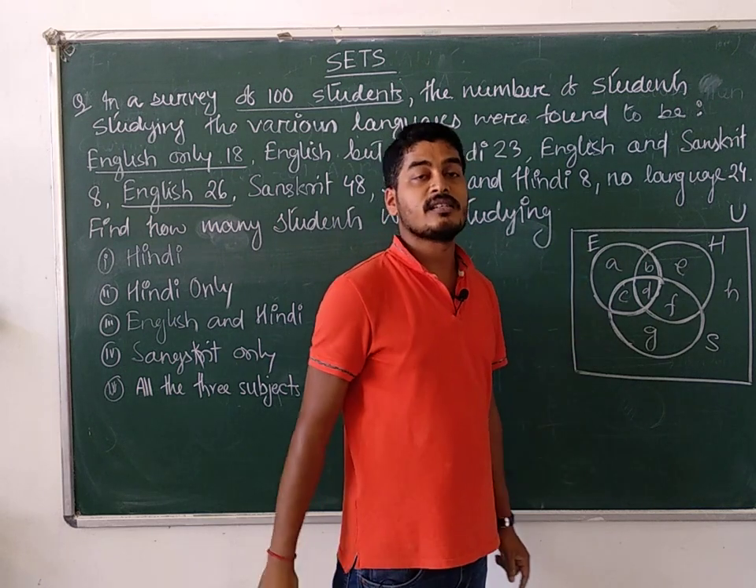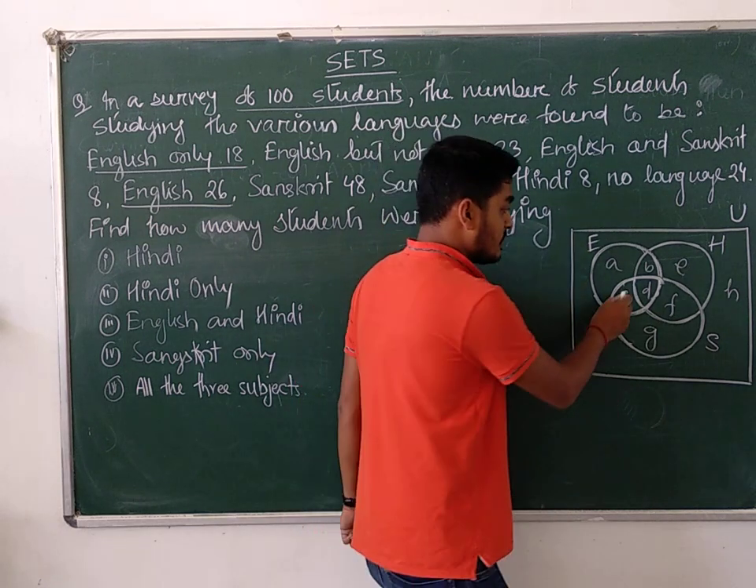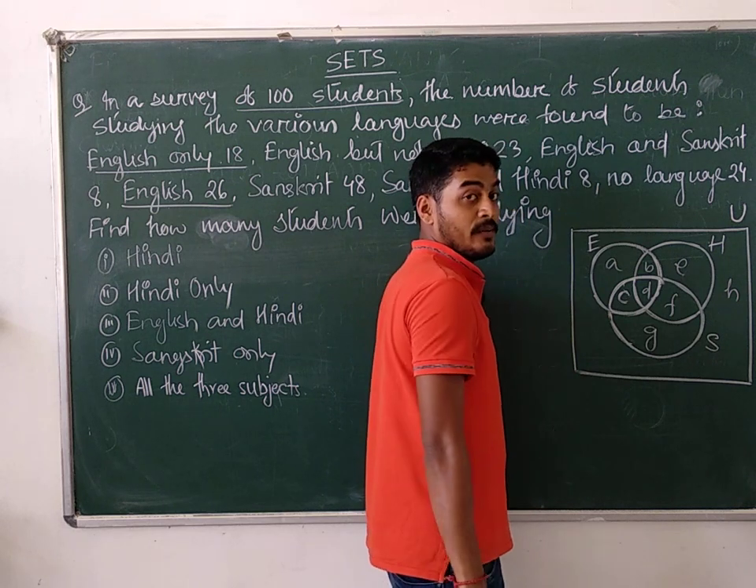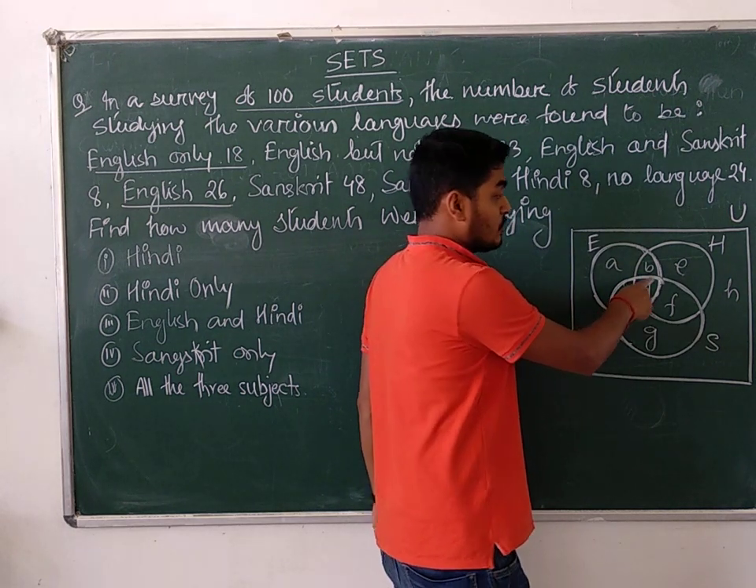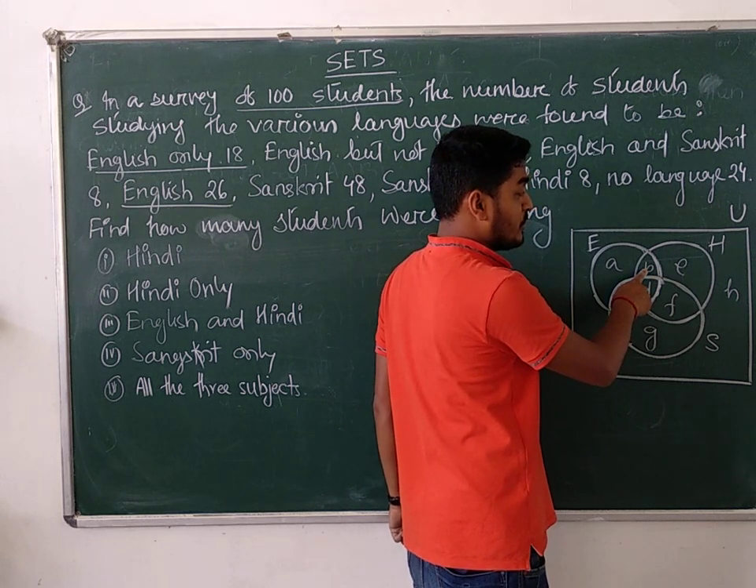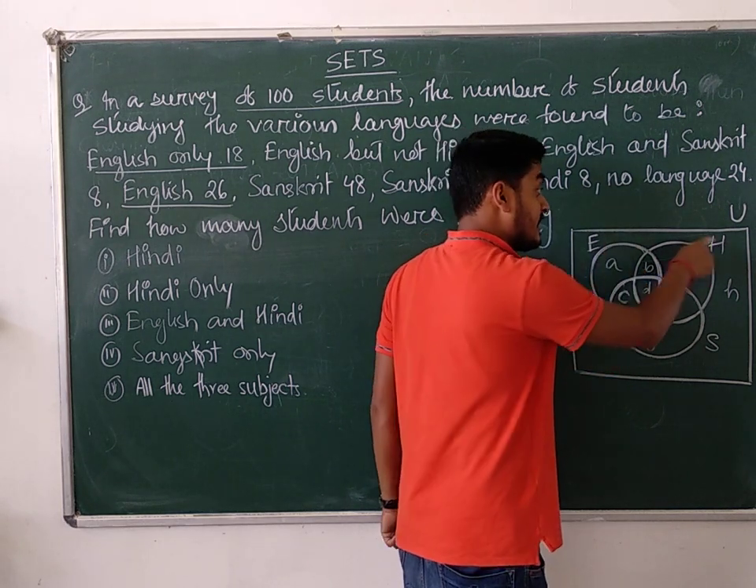English plus Sanskrit. C means exactly two subjects, but D means exactly three subjects. So B is the number of students who read exactly two subjects, English and Hindi.